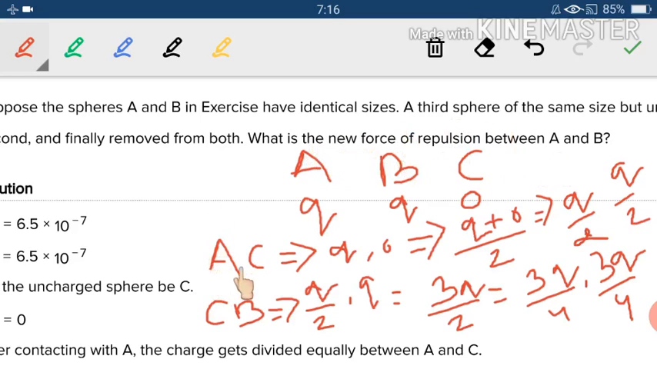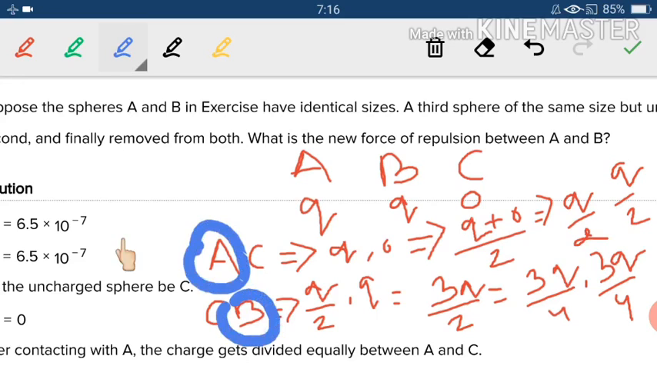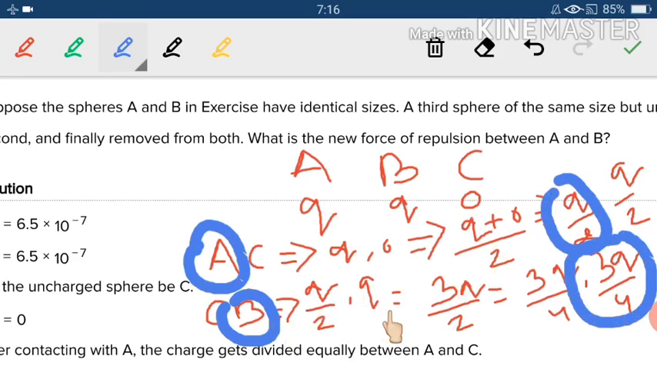We have to talk about A and we have to talk about B. This is A, this is B. So what is the charge on A? It is Q by 2. And what is the charge on B now? It is 3Q by 4. So now they have new charges. Now we will not use Q and Q. So the charge of A will be Q by 2 and the charge on B will be 3Q by 4. So I hope this is clear.